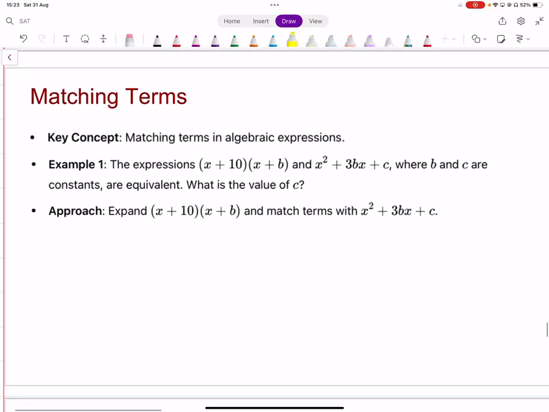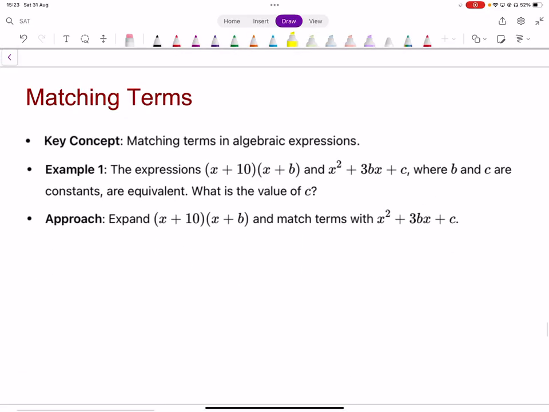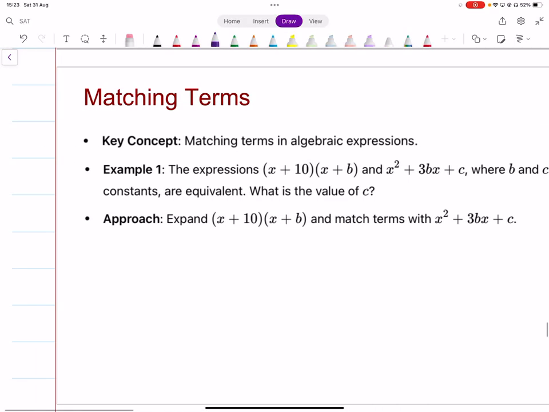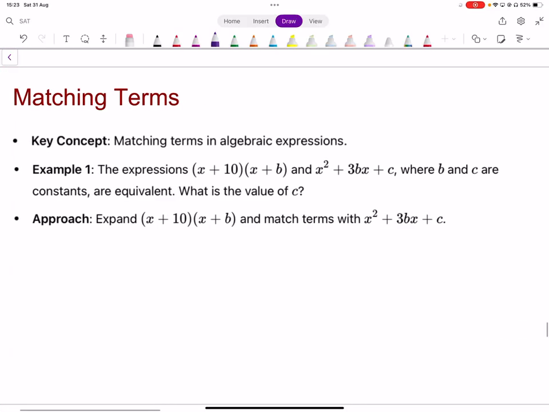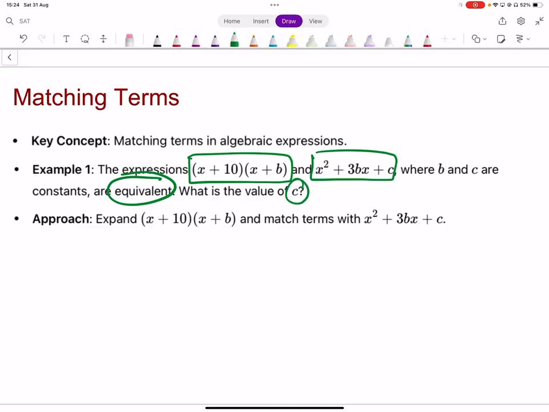Okay. Let's look at some other types of questions now. Another type is when you have to compare coefficients of different equations. For instance, they say there's this expression and this expression. They are equivalent, right? They're identical to each other. If they're identical to each other, what's the value of C?